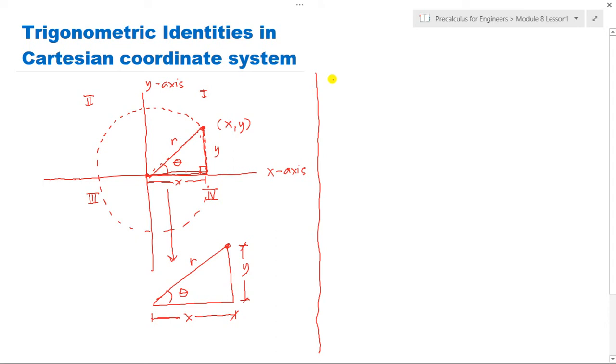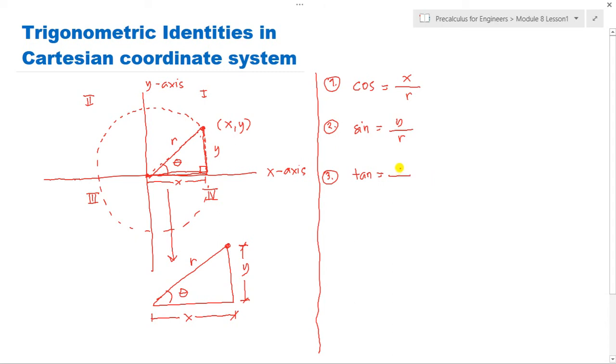Okay, let's start with the cosine. So number 1, cosine. So cosine from the right triangle, cos is defined as the adjacent side, which is x, all over the hypotenuse. Our hypotenuse here is r, so therefore that is x all over r. How about the second one, for sine? So sine is defined as the ratio of the opposite side, which is y, all over the hypotenuse, which is r. So that is y all over r. For number three, we have tangent.